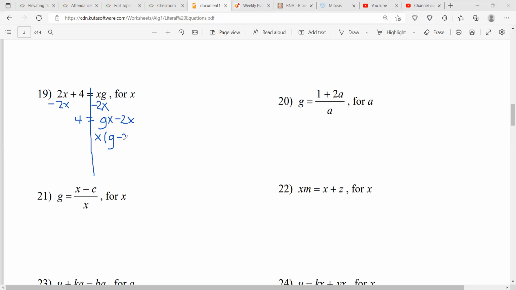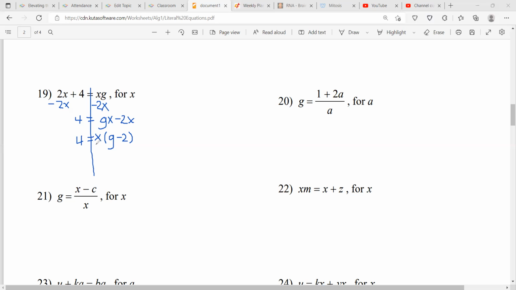So I factored the x out. And the way I could check that is if I went back, x times g is gx, and x times minus 2 is minus 2x. So I have undistributed, or factored out the x. Now at this point, we can think of x as being a factor, and this combination of g minus 2 as being the other factor. So right now, x is being multiplied by g minus 2.